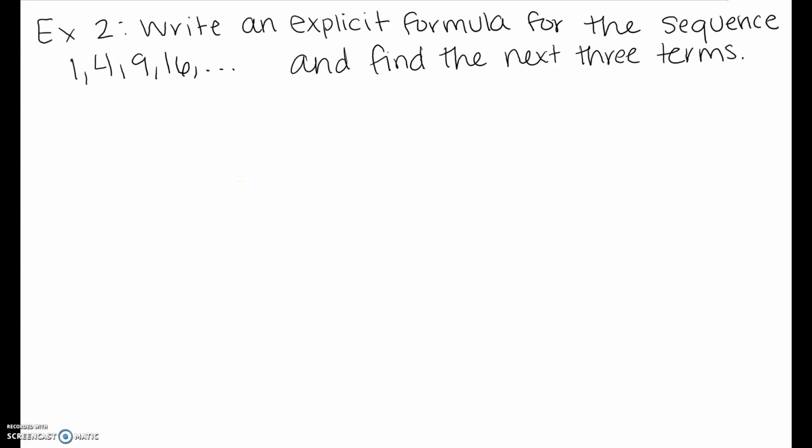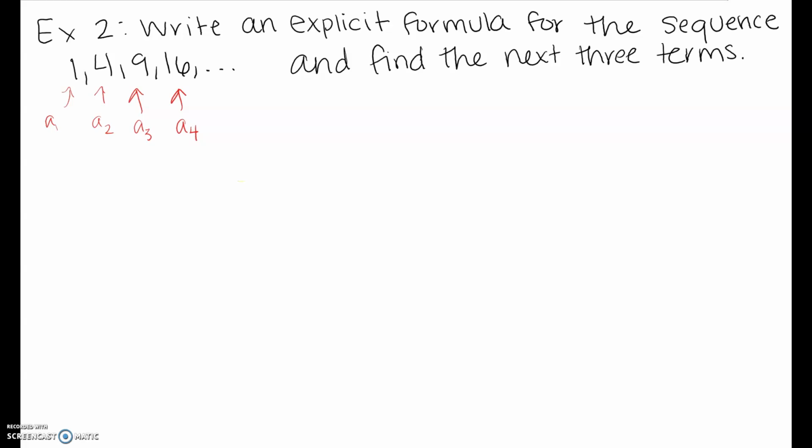Okay, so now we're going to work with explicit formulas. So we have a sequence, 1, 4, 9, and 16. So again, this is my first term, second term, third term, and we need to figure out what the pattern is. If we look at it, it's not adding the same thing, it's not multiplying the same thing. However, if I take my first term and I square it, that would be 1. 2, square it, that would be 4. 3, square it, 9. 4 squared, 16.